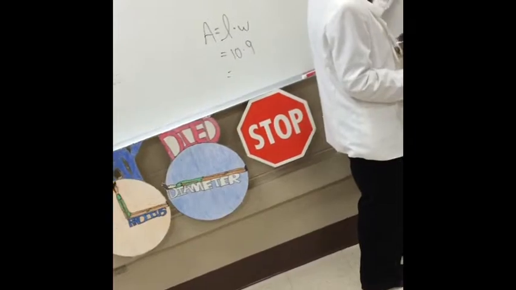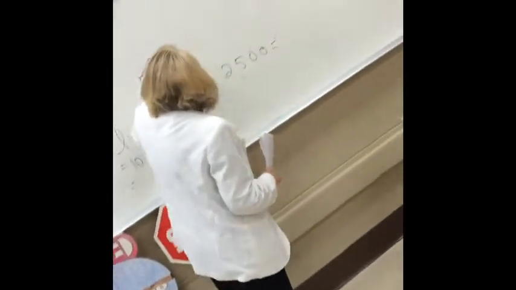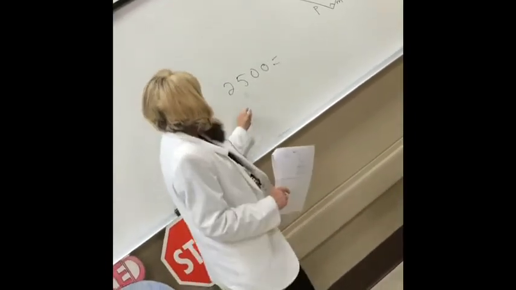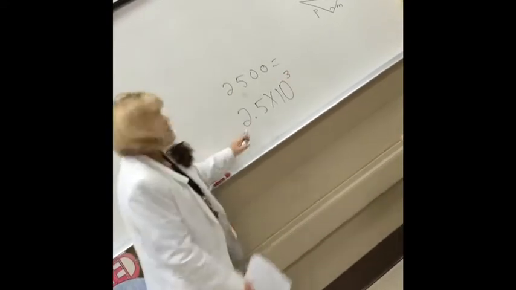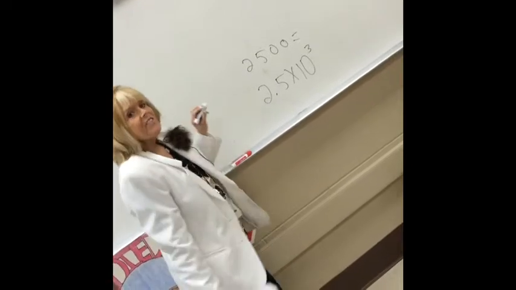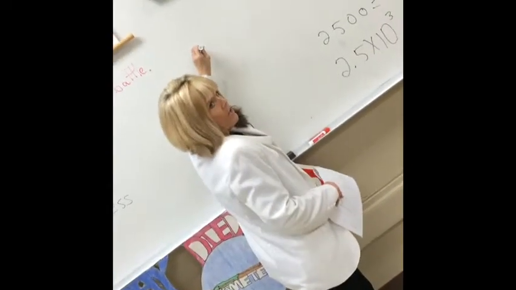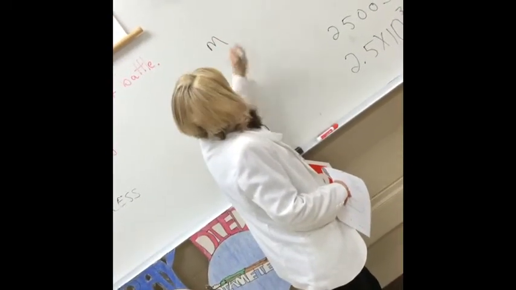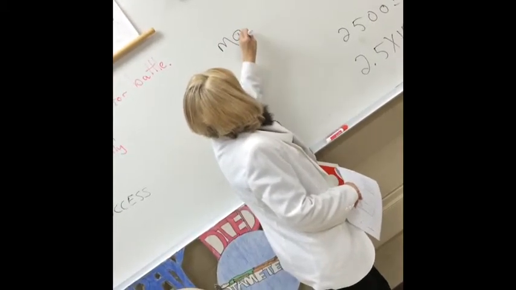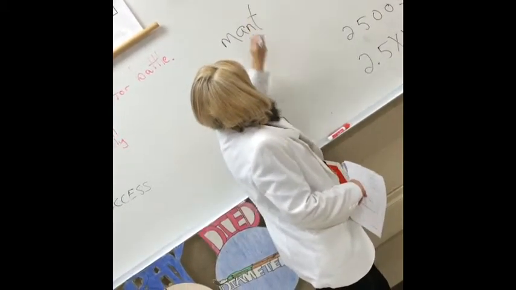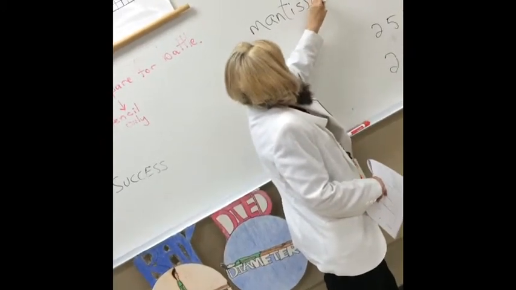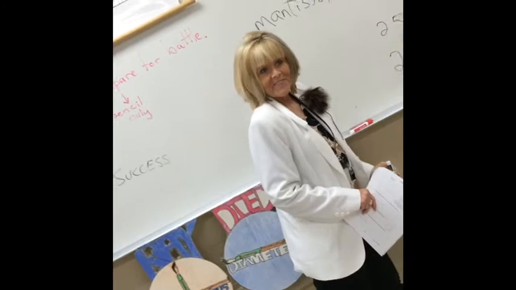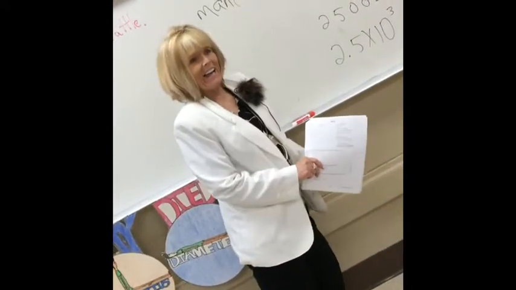Now we have to do one more thing. 2,500. We're going to write that in scientific notation. This is scientific notation. That 2.5 has a name. I'm going to write the name of it on the board, and if you know it, say it. It's called a... What? Mantis. You're close. It's a mantissa.